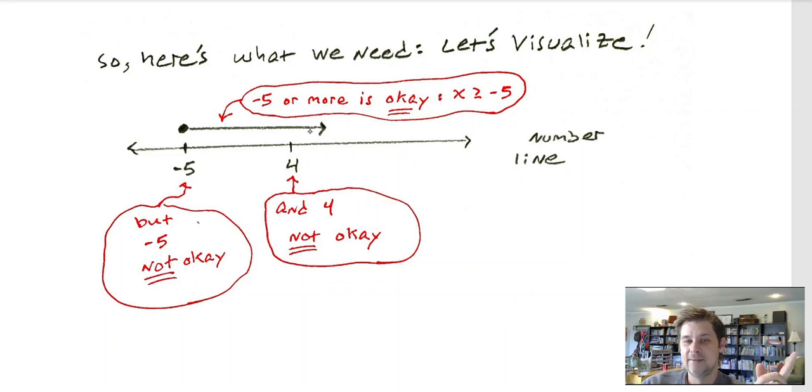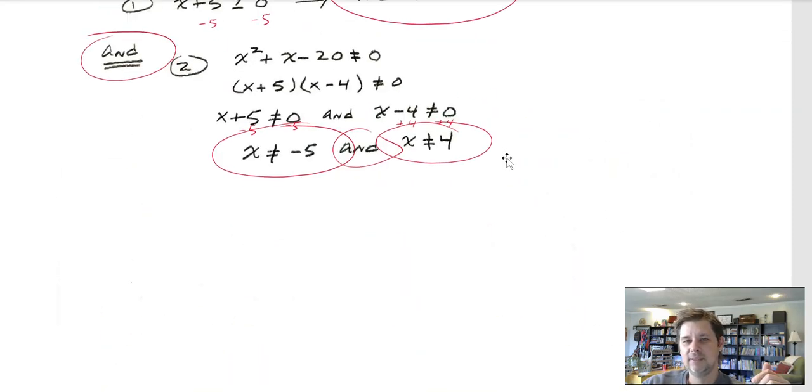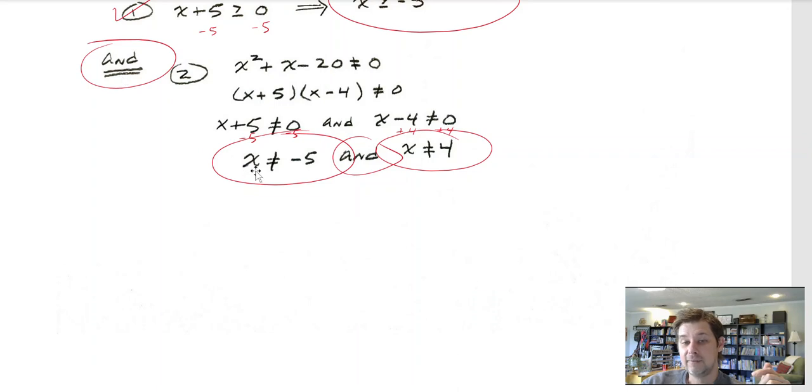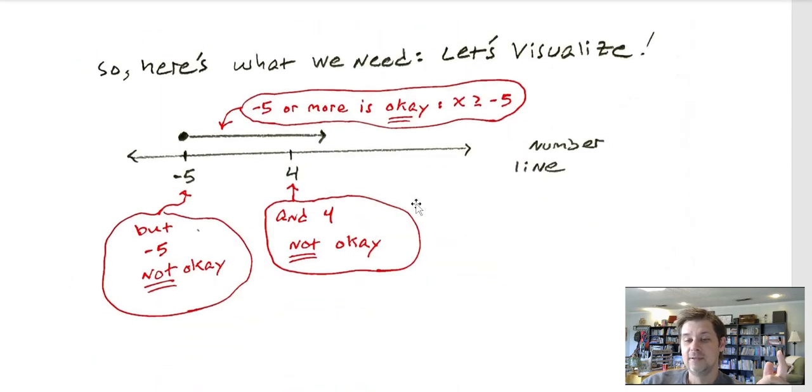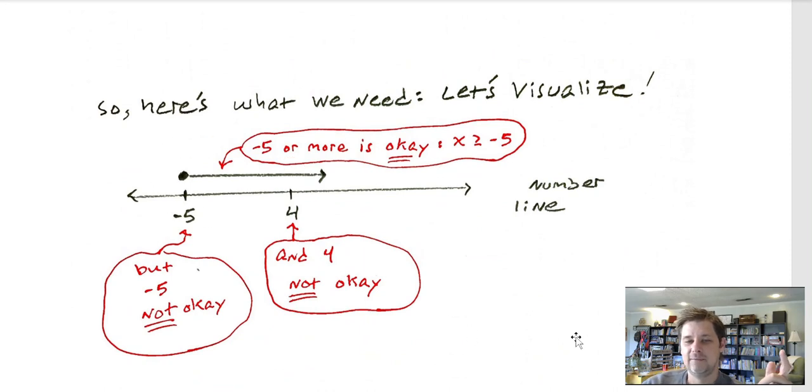But what else did it say? It also said that you have to have x not be -5 and x not be 4. So in addition to this, I have to have -5 not be okay. So now I'm going to take that out. And also 4 is not okay. So I got to take that out. So my domain then is everything in here and then everything out here.